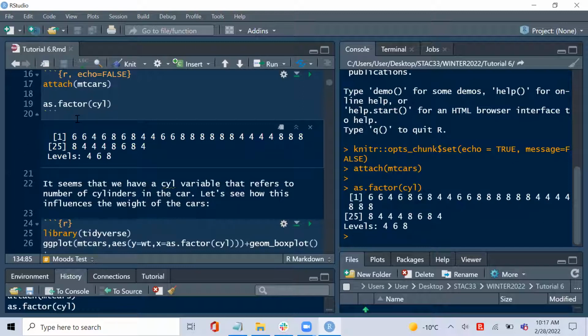I put as.factor because you can see 4, 6, and 8 are numerical values. If I don't factor it, it will take an average when I want it to actually recognize the different levels. Like it's categorical, right? I want it treated as categorical instead of taking averages because it's otherwise a quantitative variable, right? So this is why I use as.factor.